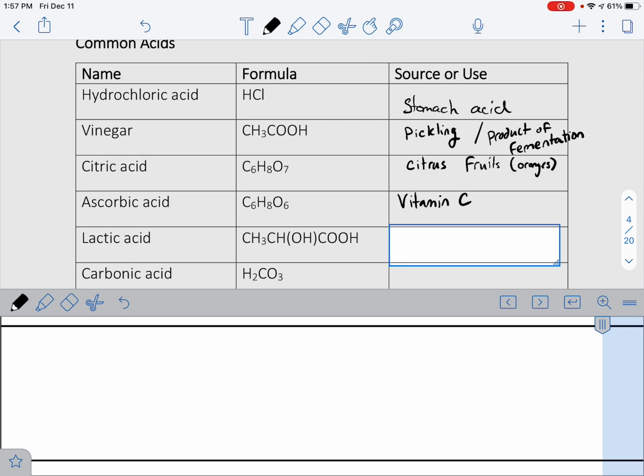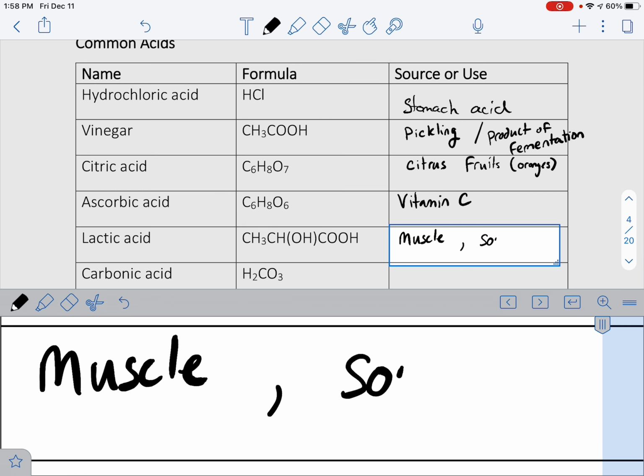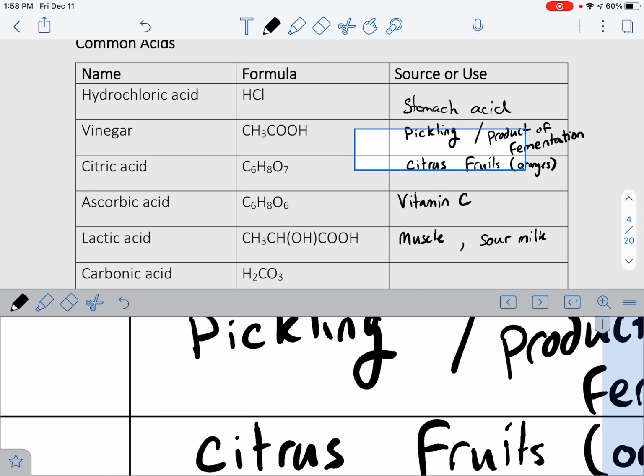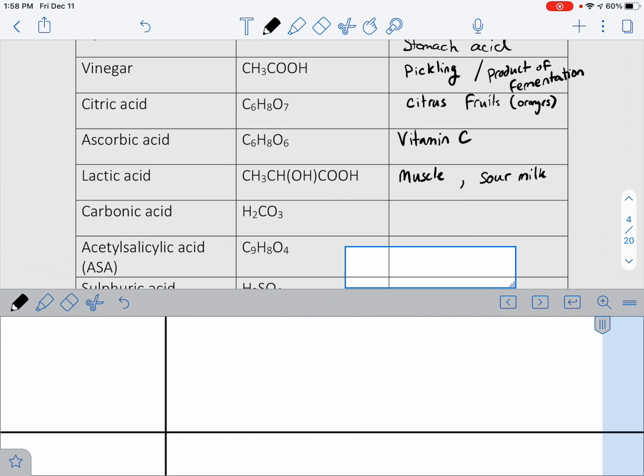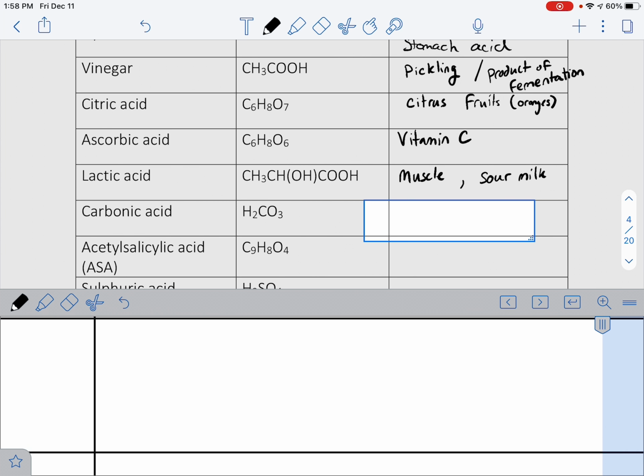Lactic acid is in your milk, particularly sour milk. Your muscles can also make lactic acid. So your muscles will produce lactic acid if you are overworking them, particularly if you're not breathing enough or you're working too hard for too long. And then also we get it in milk, sour milk particularly. So when milk breaks down, the lactic acid can become more concentrated, and that's when we start to see that sour taste to it.